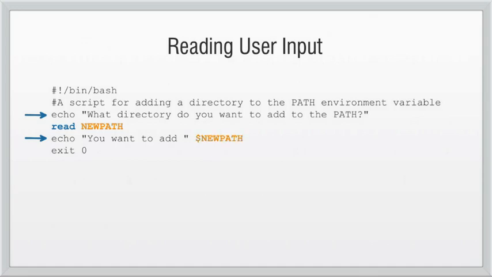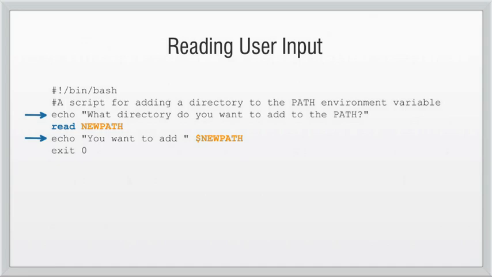Now notice in this example that we're asking the end user to specify a directory path to be added to the path environment variable, but we didn't actually do it in this script. All we did was ask them what path they want to add, and we said, great, this is the path that you want to add, and then we ended. We didn't actually modify the path environment variable. If we want to do this, then we need to add some more commands to the shell script.